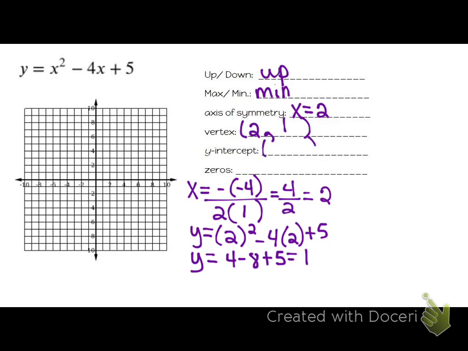All right, my y-intercept, Danny? 1. Wait, hold on. What's my y-intercept? That's my y-axis for my vertex. You're right. I went ahead and plugged that in. So what's my y-intercept? Oh, you did 0, 5. Nice.